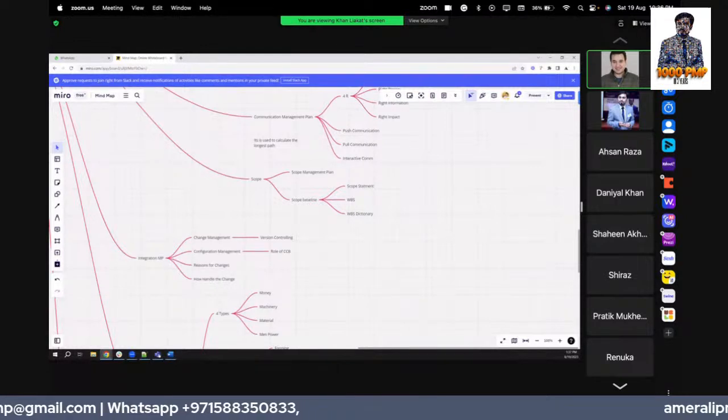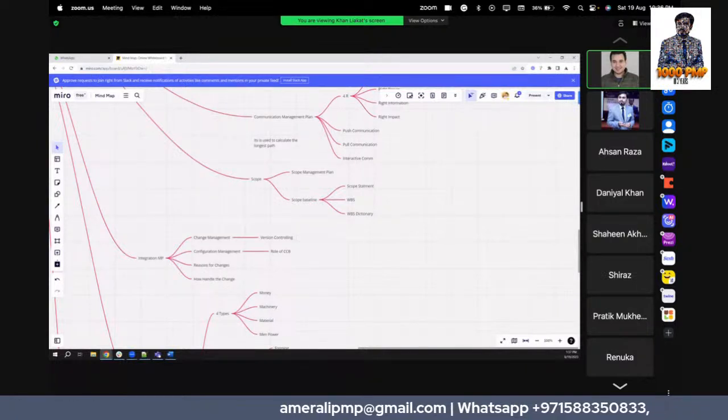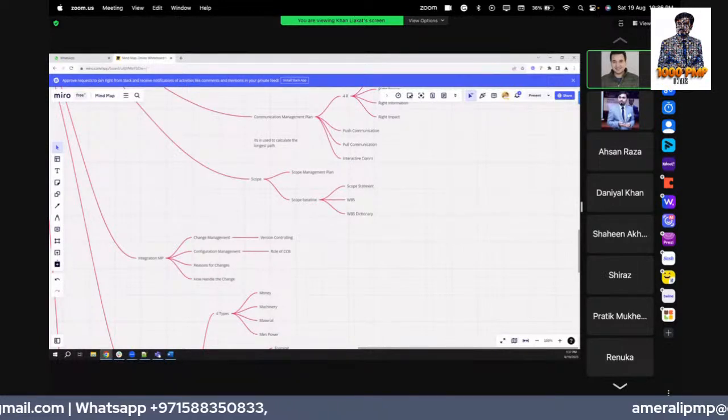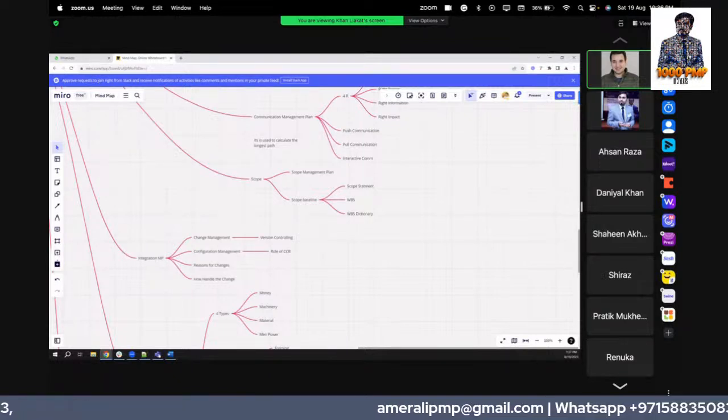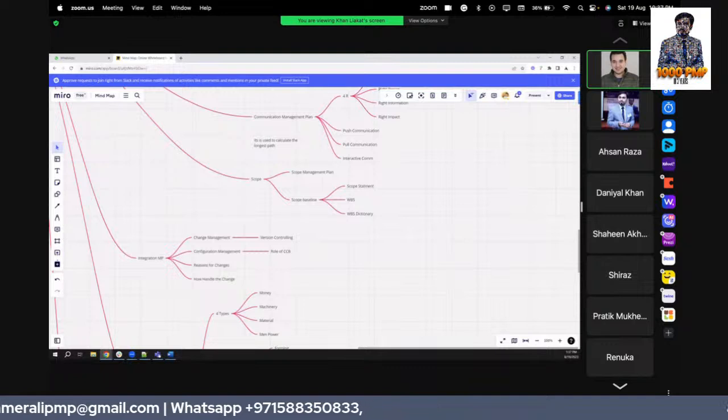Okay, so basically, scope is the work that you have to perform in the project. Without the scope, nothing is possible. So for making the scope, we need to have the scope management plan, which lays down everything in the scope for the development team and for all the stakeholders that are connected with it. Then we have the scope baseline, which consists of the scope statement, the WBS, and the WBS dictionary.